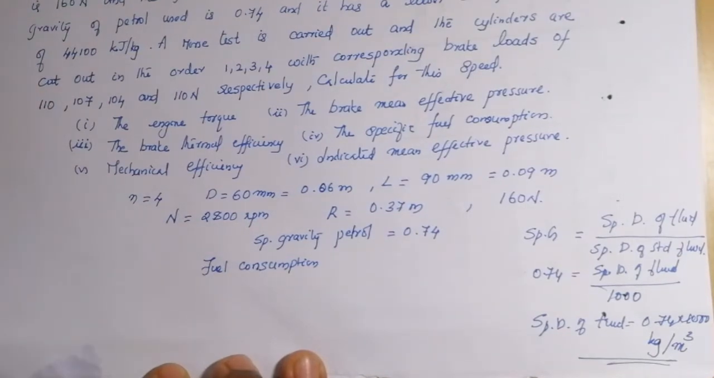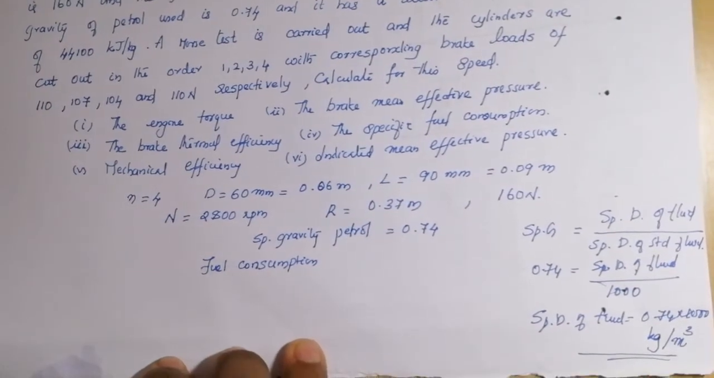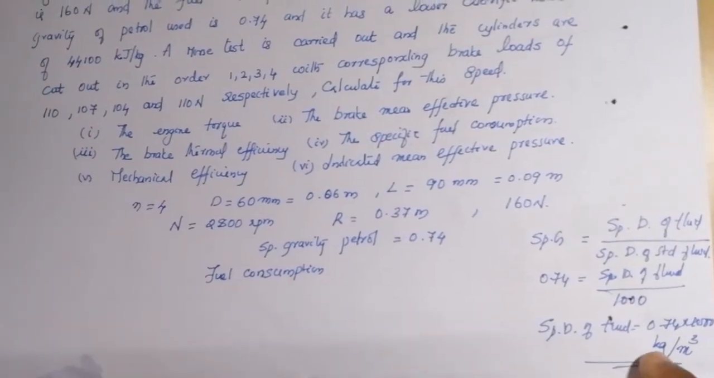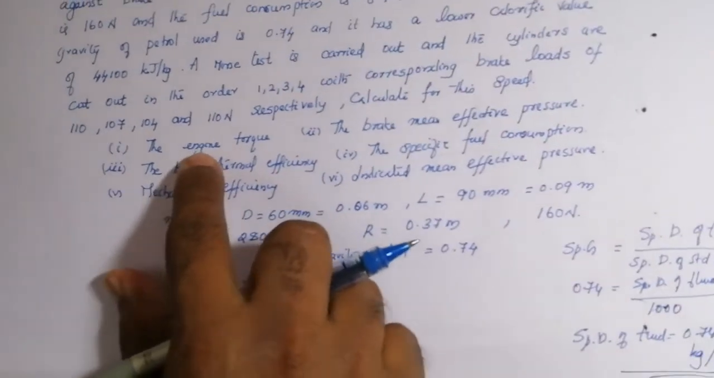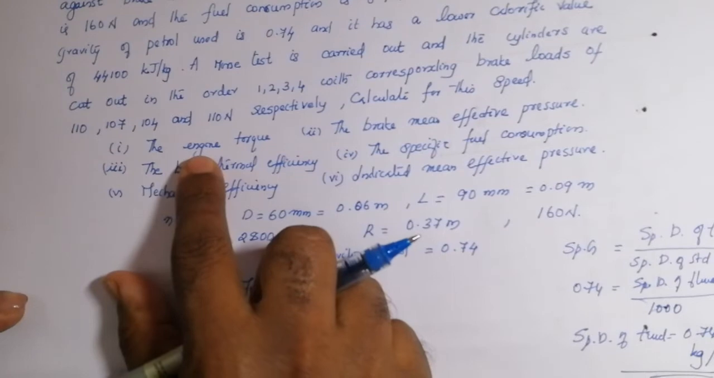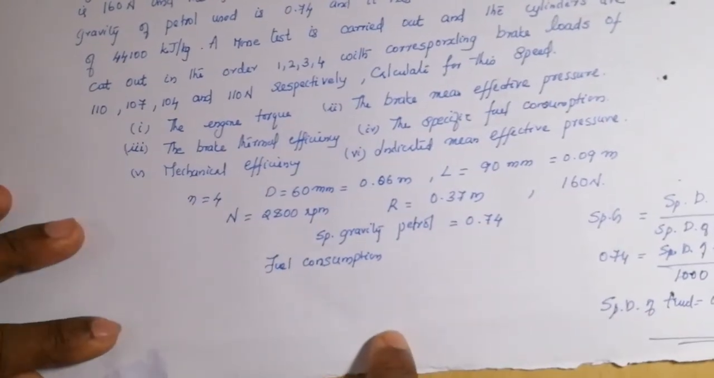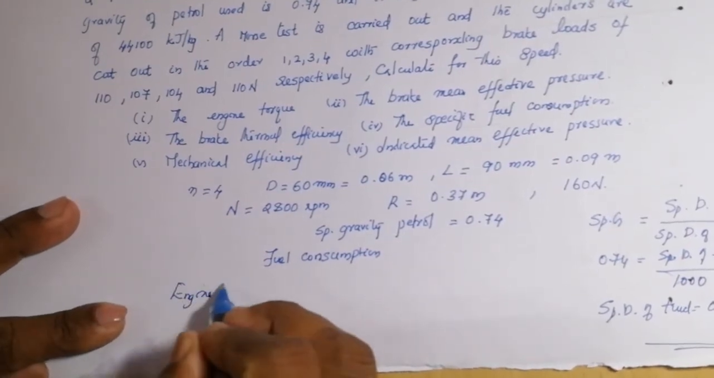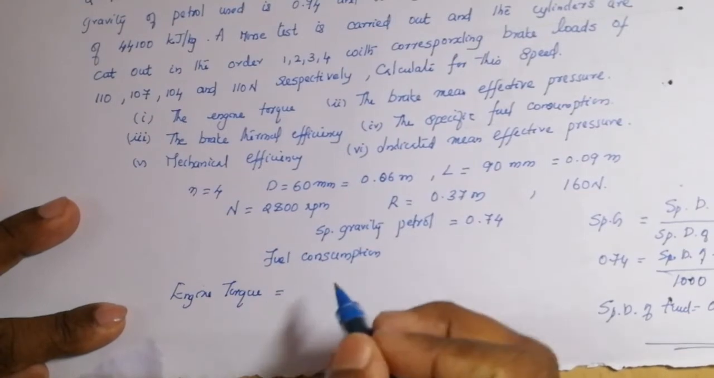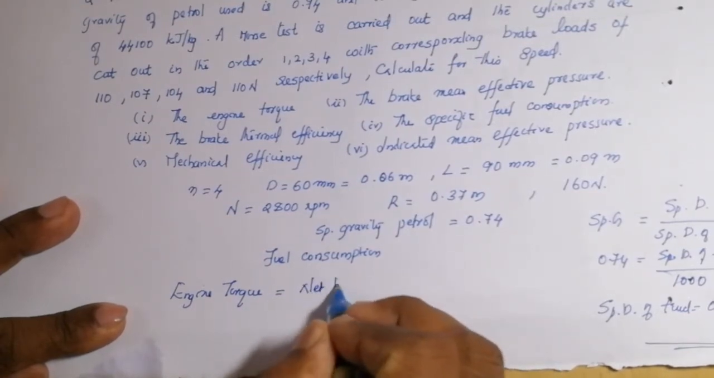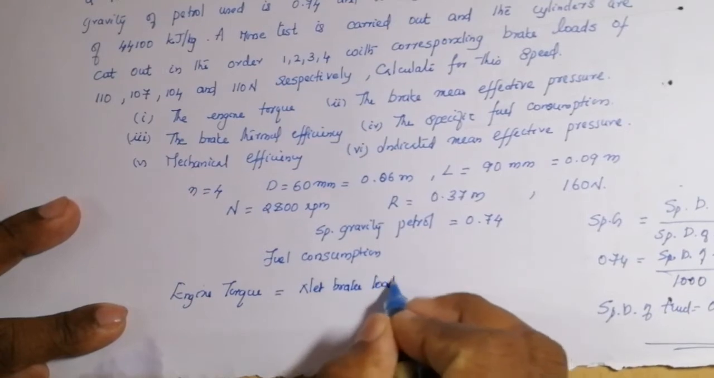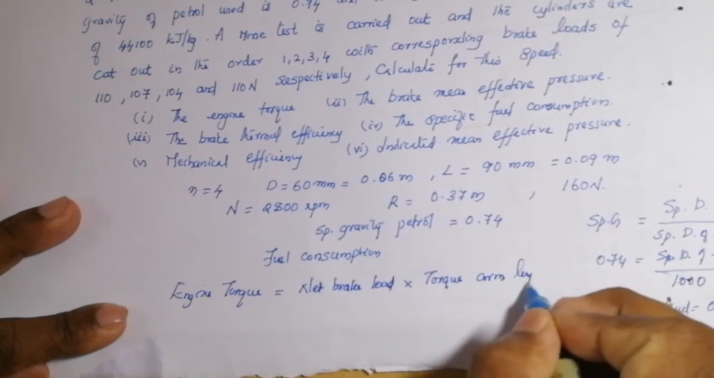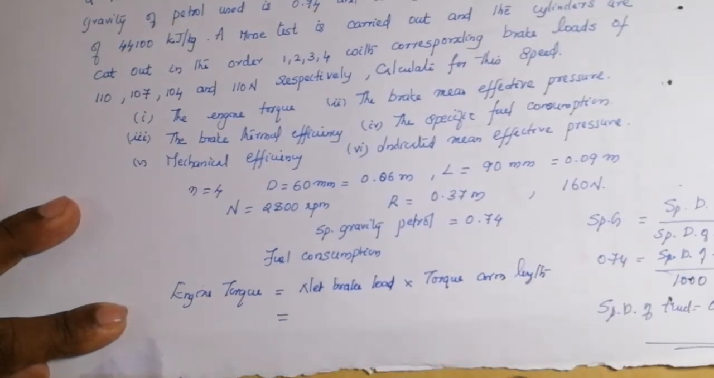So they have asked to find out the engine torque initially. Engine torque is very simple. Torque is equal to net brake load into torque arm length. So this is the equation for engine torque.